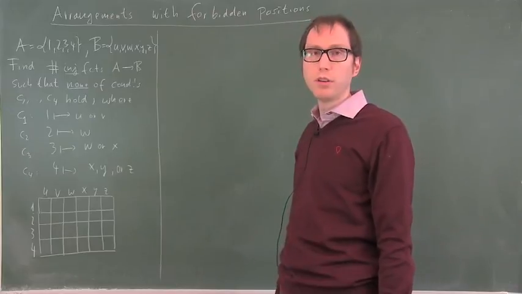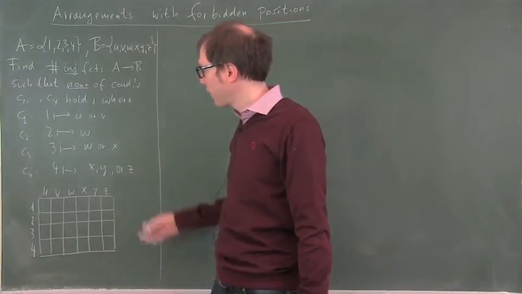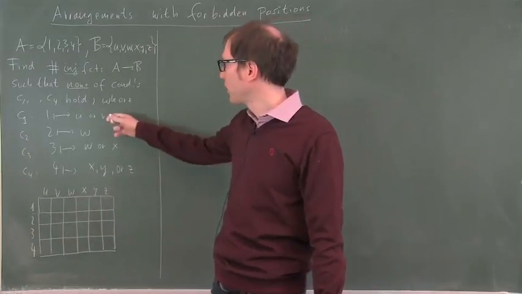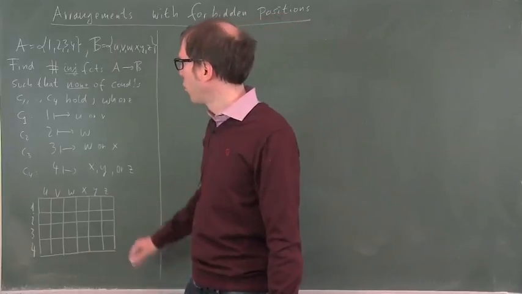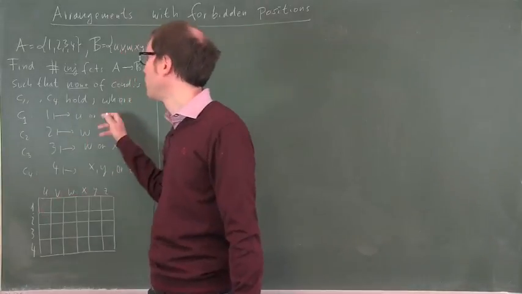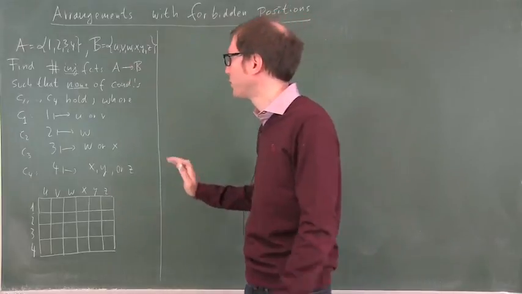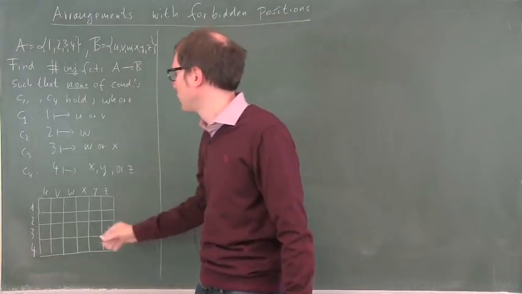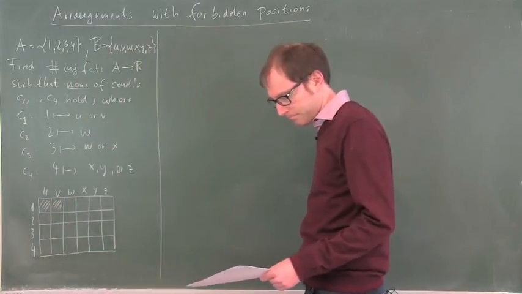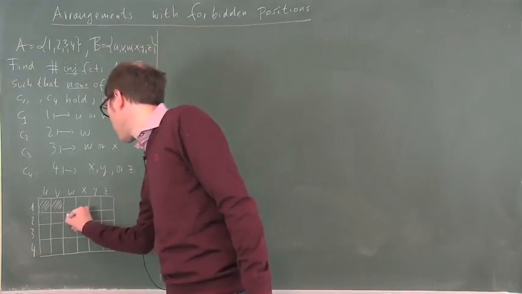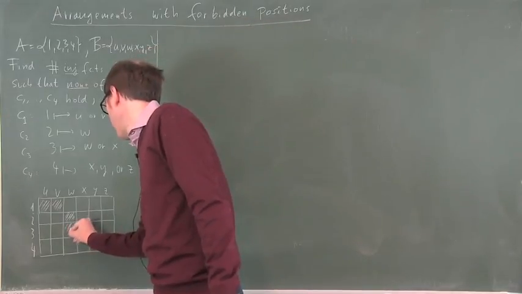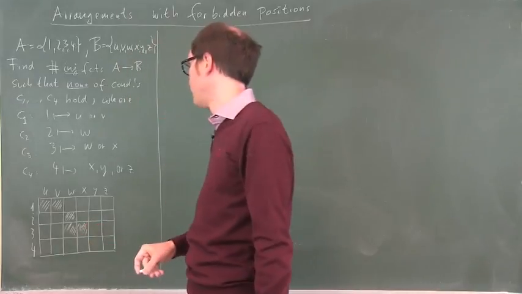So how does the rook polynomial approach help here? Well, we will use the following board. We look at this 4 by 6 board, and we translate these conditions. Condition 1 tells us that 1 can go to U or V. In fact, we want to count those which do not satisfy this, but forget about this for a moment. Let's just translate these conditions. Let's shade these board fields here. Now 2 goes to W, so let's shade this. 3 goes to W or X, so let's shade this. And 4 goes to here.